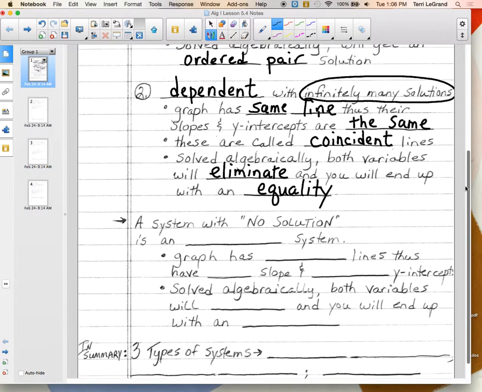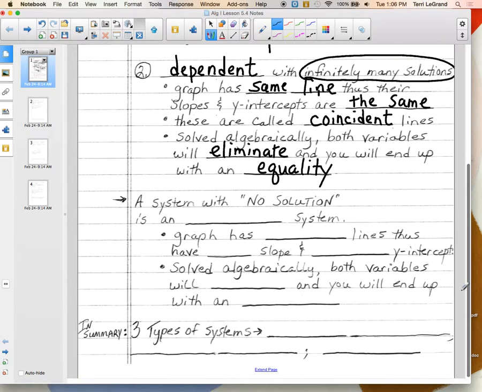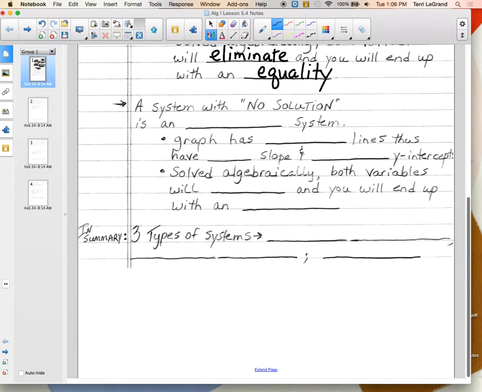So right there we have two types of systems. We have the consistent independent. How many solutions with that one? Independent. One solution. Consistent dependent. How many solutions? Infinitely many solutions. Okay, well then what happens with our third situation when there's no solution? We call that an inconsistent system.